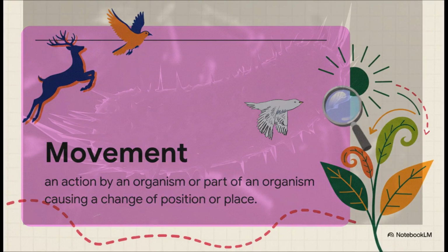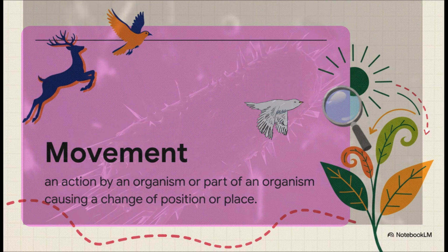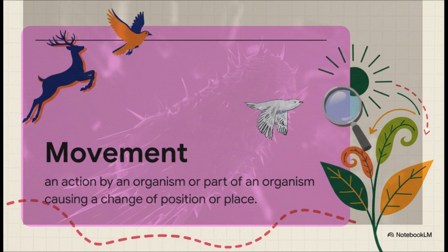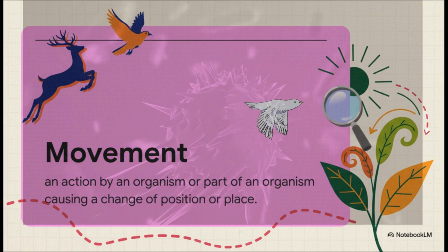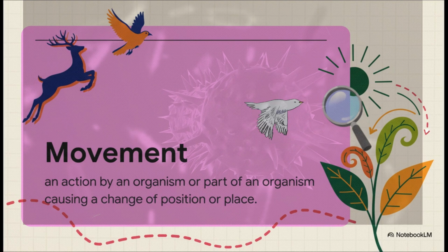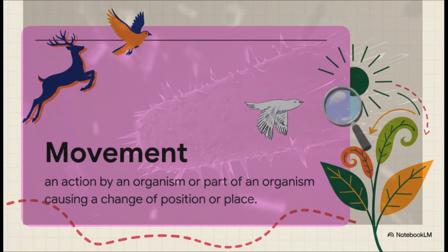So how'd you do? The official definition is an action by an organism or part of an organism causing a change of position or place. The key words there are change of position or place. And remember, this doesn't just mean animals running around. Even plants move, like when they turn their leaves to face the sun. It's super slow, but it's definitely movement.